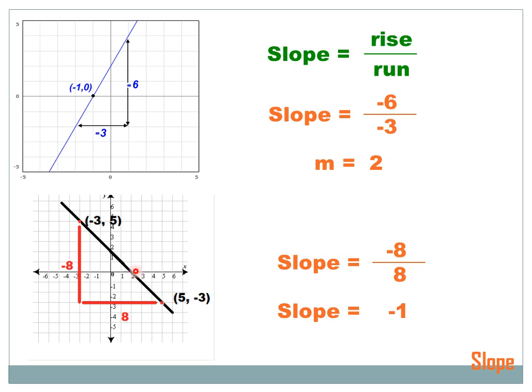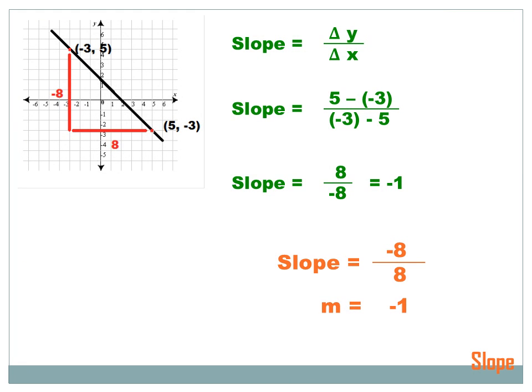This line, however, is going the opposite direction. It's going from the bottom left to the top right. Excuse me, the bottom right to the top left. And it's got a negative slope. And that's always going to be the case. If a line's got a positive slope, it's going that direction. If it's got a negative slope, it's going that direction.